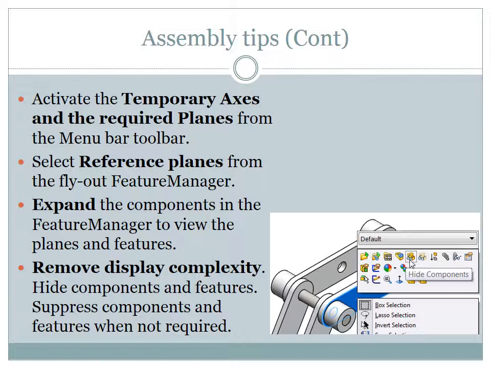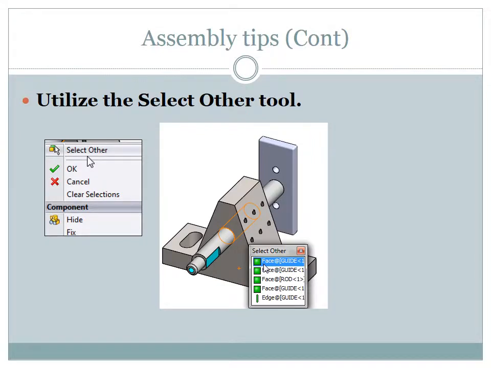Remove display complexity. Hide components and features. Suppress components and features when not required. Utilize the Select Other tool. Sometimes this is the only way to select an edge or a face so that you can mate it or measure from it. Keep this in mind when measuring on the CSWA.